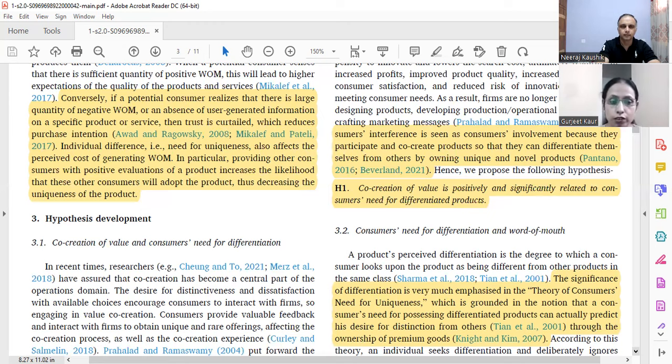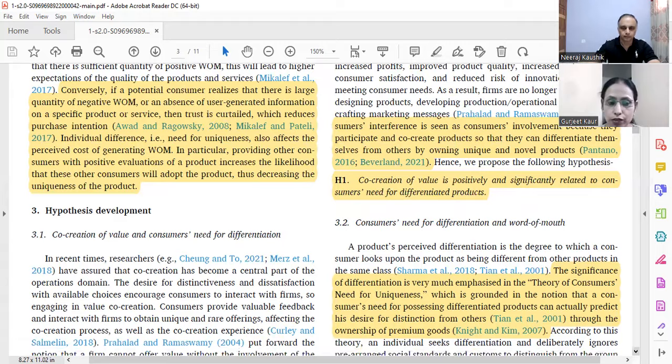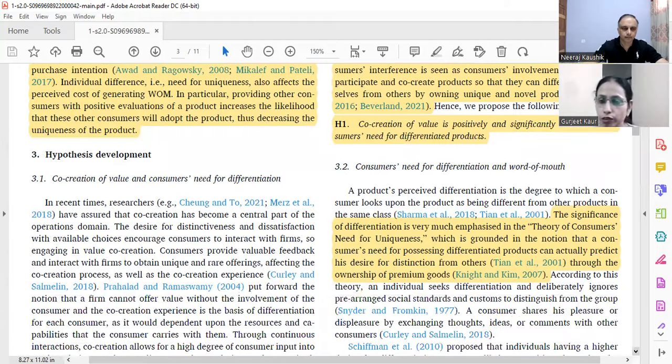So then, in the third section, we have discussed the hypothesis development. If you do not have any questions, should I move on, sir?